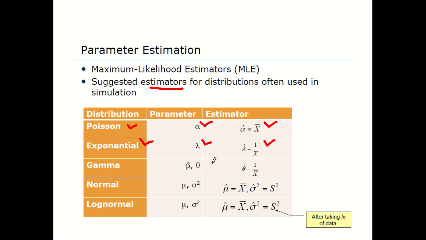In case of gamma, we find two parameters, and in case of normal distribution, we also find two parameters, which are estimated by using these equations. In log normal, we find two parameters, mu and sigma square. In case of Poisson and exponential distribution, we are finding only one parameter, that is alpha cap and lambda cap. This is how we find the estimators alpha cap and lambda cap.